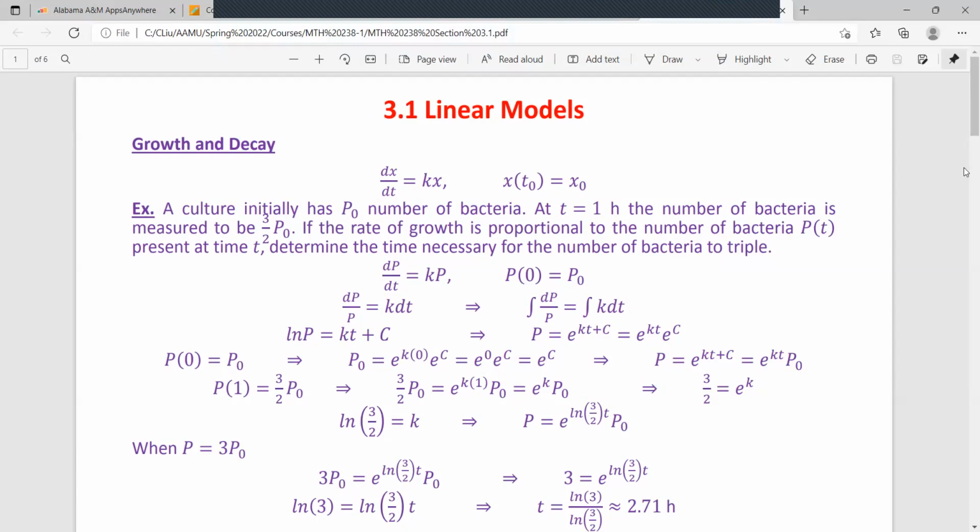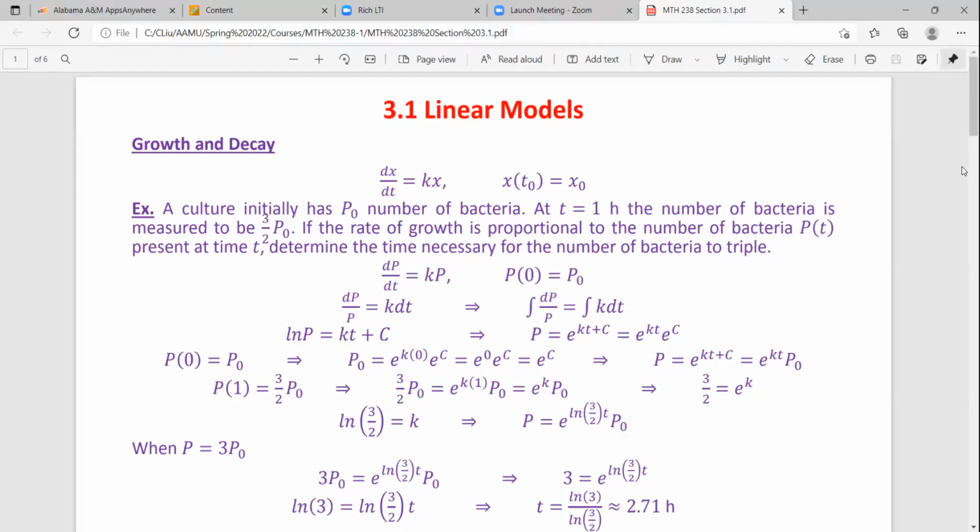In chapter 2, we just discussed linear differential equations of first order. Well, actually, not just first order, but linear equations. We talked about the techniques in solving first order differential equations. In this chapter 3, we're going to talk about linear models, or all kinds of models, not just linear. So the applications of differential equations in real life, that's for chapter 3.